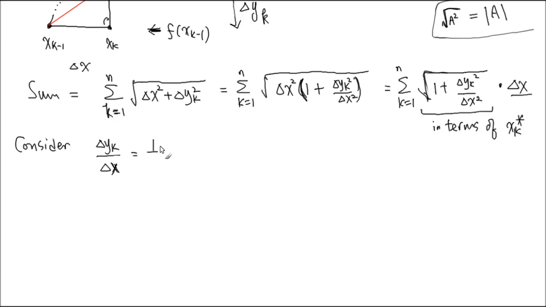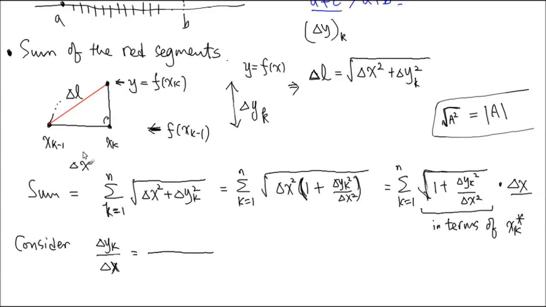Who remembers what delta x is? Go back. Delta x is this amount, right? So is that right? It's xk minus xk minus 1. Correct? How about delta yk? It was this one in here, right? It could have been negative, but it sits inside the square part, so you don't have to worry about delta y being negative or anything, right? So what is it? f of xk minus f of xk minus 1.